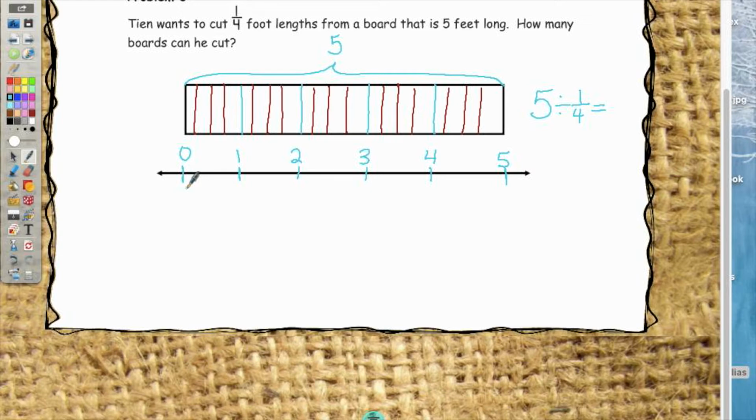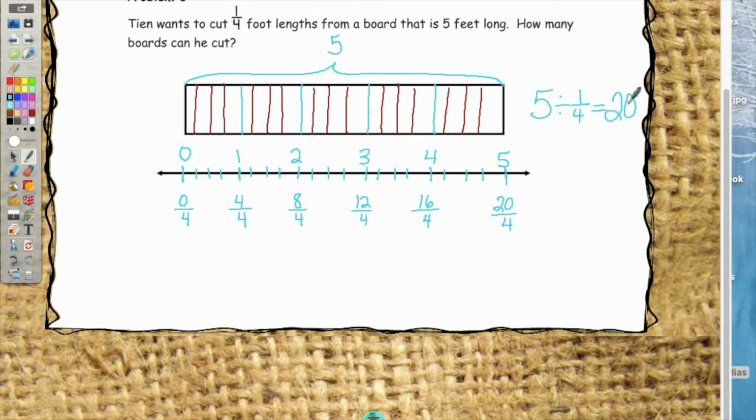And I'm going to make my tick marks. But I think I'll just go ahead and put fractions on the whole numbers again. So if this is fourths, it's 0/4. Then what? 4/4. 8/4. 24. Okay, so the answer is 20.